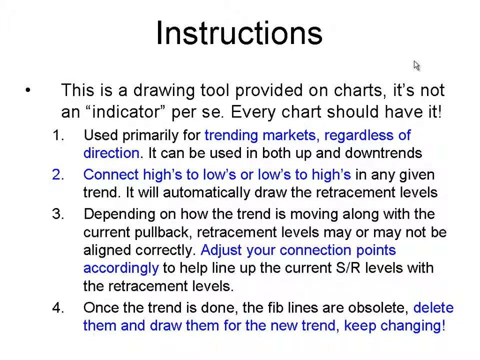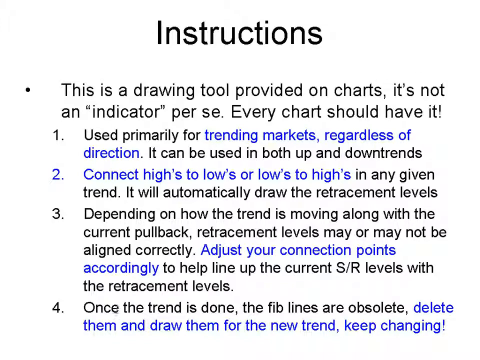And depending on how you draw it, it may not always align properly. You have to modify or adjust the points to make sure that the levels coincide with the current support and resistance levels of your trend, which I will show you. And once the trend is done, the fib lines are obsolete. As soon as one trend is done, you erase the line, and when it pulls back you enter, erase the line, then for the next trend you draw it again, erase, draw again. Don't keep them all on your chart because it gets really messy, as you'll see.